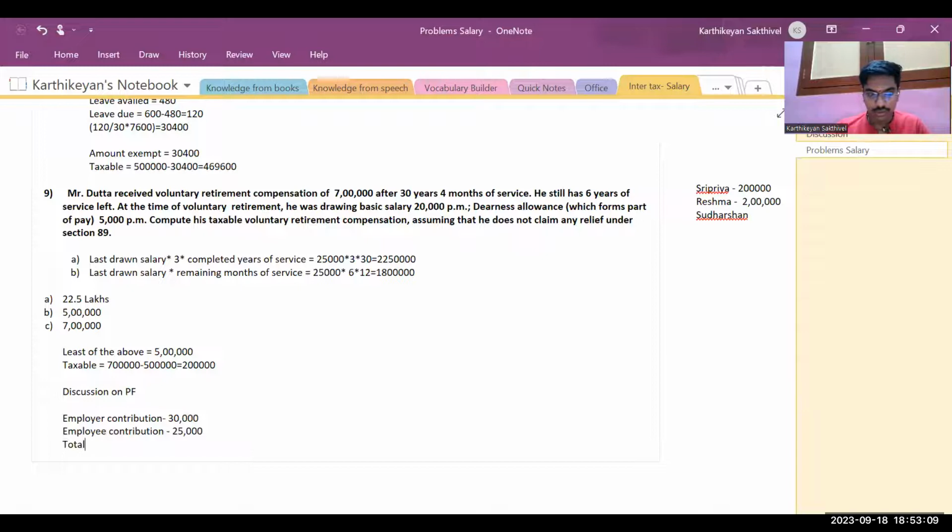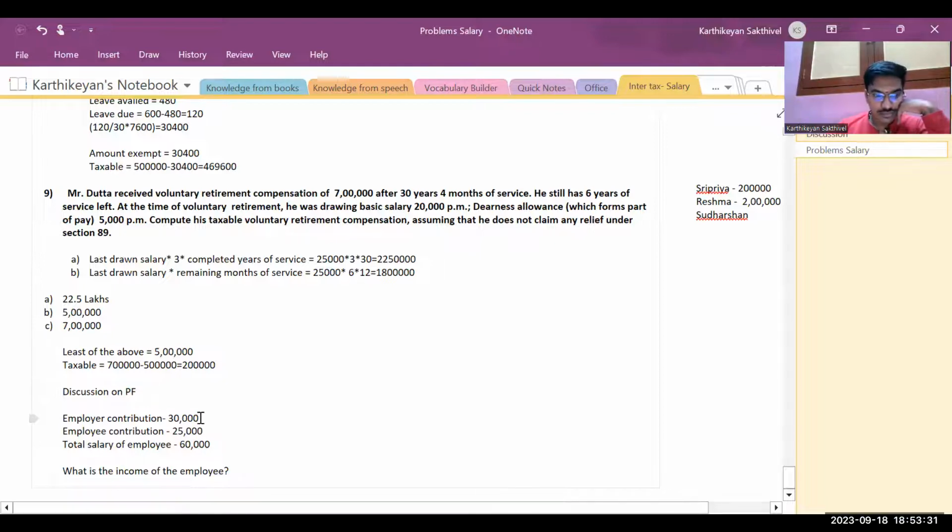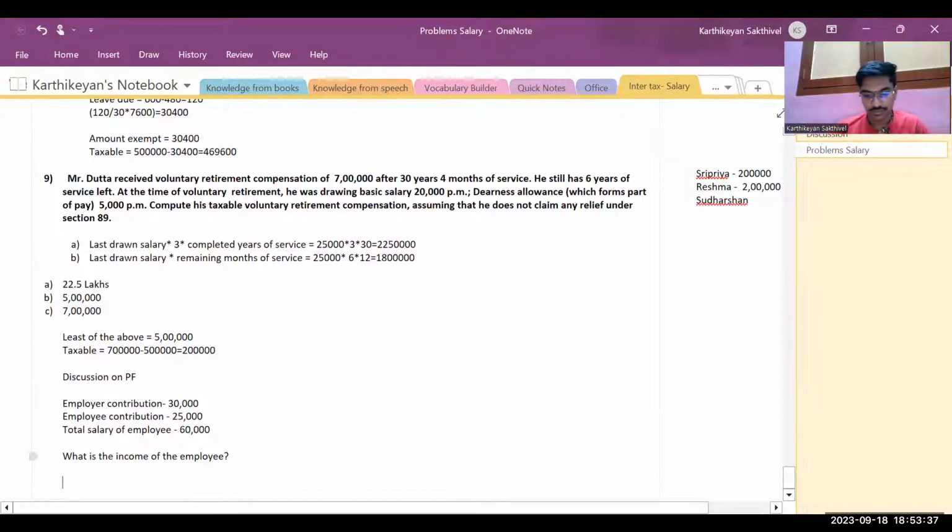After that, the total salary of the employee is 60,000. What is the income of the employee? This is the question. 60 plus 25 plus 30. 60 plus 25 plus 30.